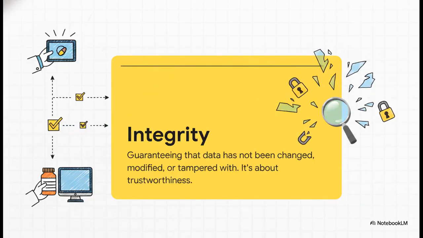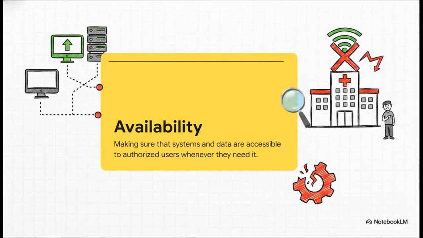Okay, next we have integrity. This is all about trust. It's the guarantee that the data you're getting is exactly the data that was sent, with absolutely nothing changed or tweaked along the way. A perfect real-world example: a prescription sent from your doctor to the pharmacy. You have to be 100% positive it hasn't been tampered with. That's integrity. And rounding out the trio is availability.